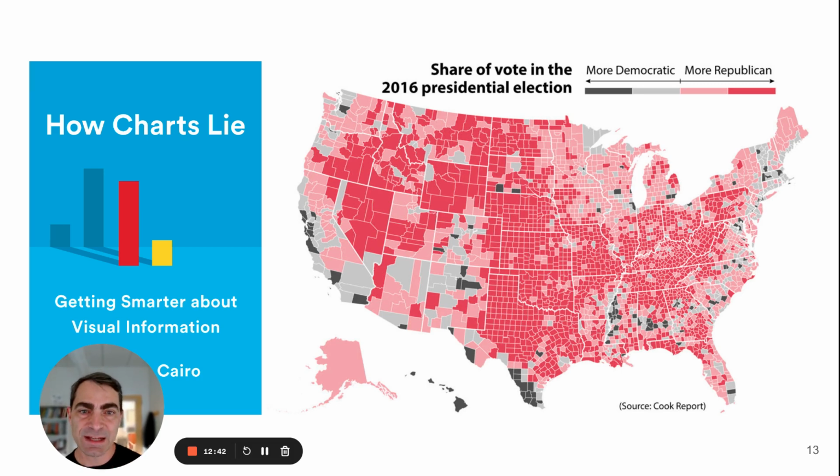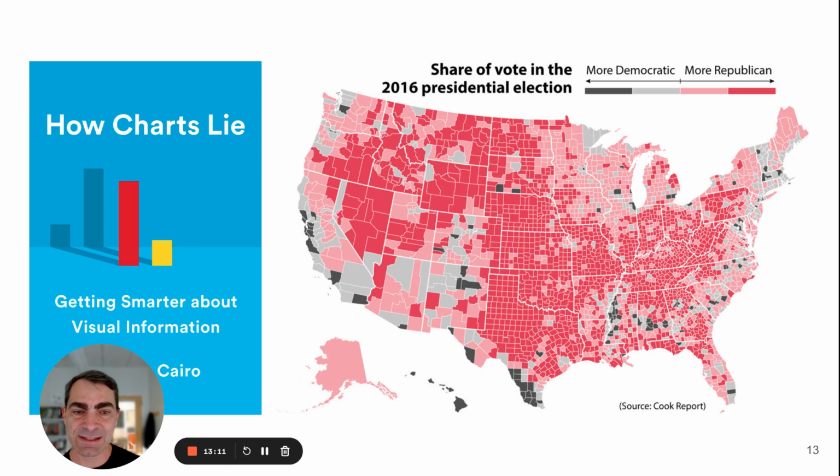You basically have the share of vote in every single county, right? And when you look at this map, what do you see? Oh, you see a lot of red, right? A lot of red means that there are a lot of counties where the share of the vote went mostly Republican. So when you look at this, it looks like a landslide victory for the Republican Party, right?